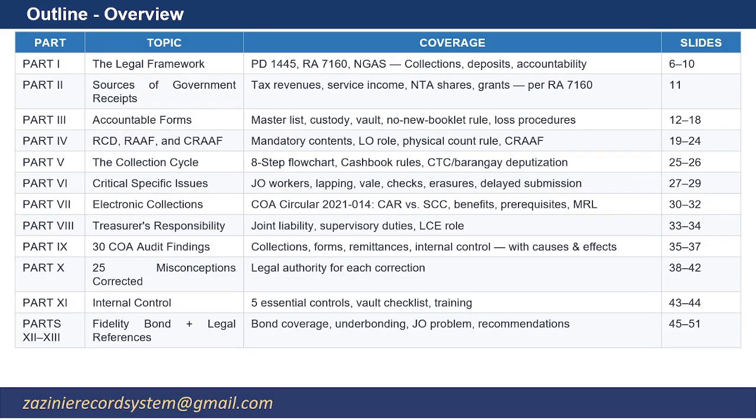Here is the outline. Part 1, Legal Framework. Part 2, Sources of Receipts. Part 3, Accountable Forms. Part 4, the RCD, RAAF, and CRAAF. Part 5, the Collection Cycle. Part 6, Critical Issues. Part 7, Electronic Collections. Part 8, the Treasurer's Responsibility.